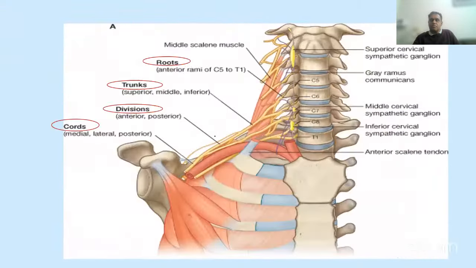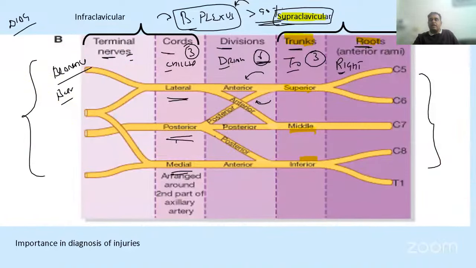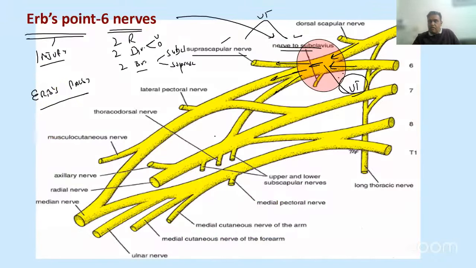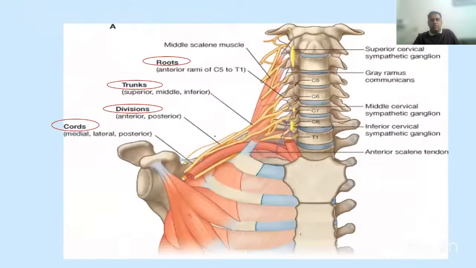So we have seen Erb's point. Here's another image showing us. Let me tell you beforehand, this image, what you're seeing right now on your screen, is a mandatory image. We have to draw it, and then all the branches you have to write. You can again draw something like this, and you can talk about Erb's point.